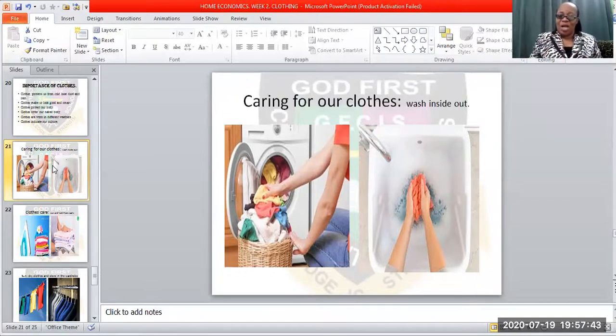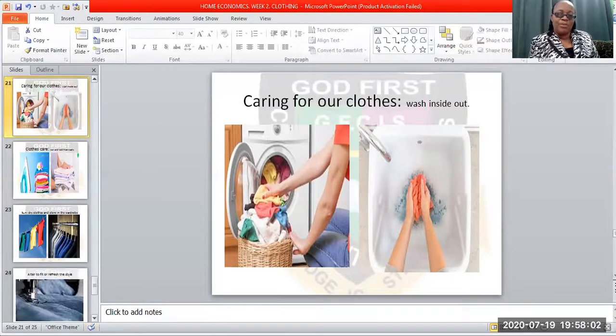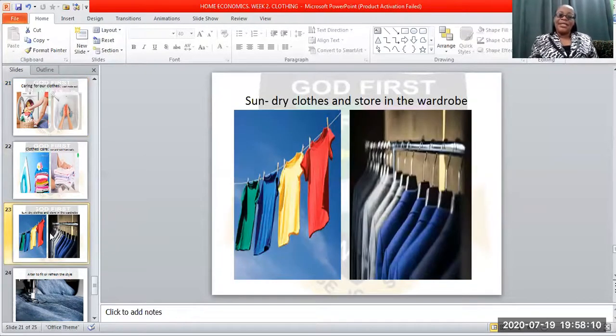We must wash our clothes inside out. Whether you are using the washing machine or washing manually with your hands, whenever you wear your clothes and they become dirty, you must wash them clean. After washing your clothes, sun dry them. Make sure your clothes are sun dried. Keep them outside, put them on the line.